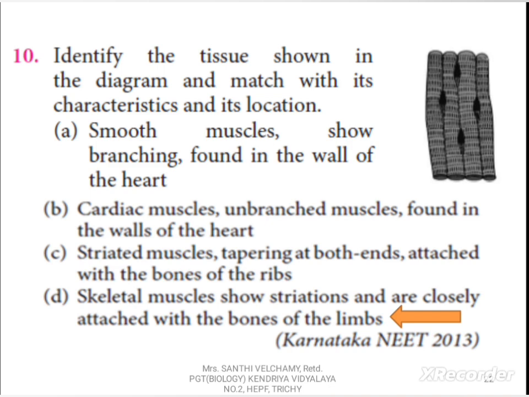They show striations and are closely attached with the bones of limbs. Locomotion in humans depends upon the movements of muscle fibers. The skeletal muscles are attached to the bones by tendons and help in the movement of the parts of the skeleton. These muscles are under the control of the conscious mind, and are called voluntary muscles. Under the microscope, these muscles show transverse stripes, so we call them striated muscles. That's why D is the correct answer.